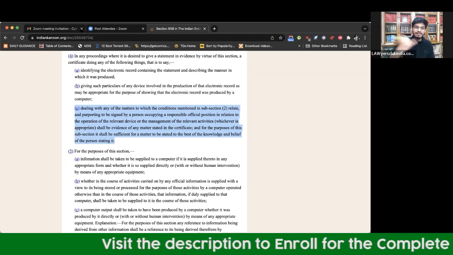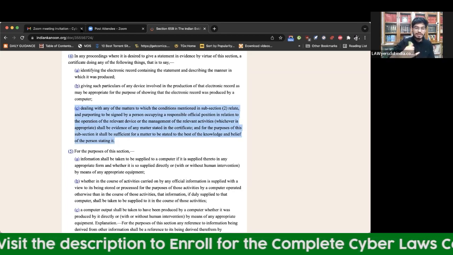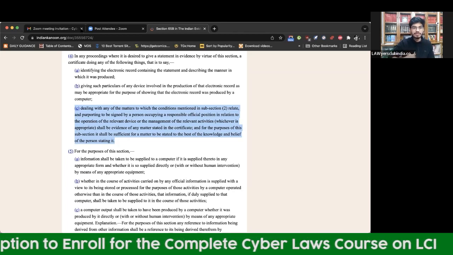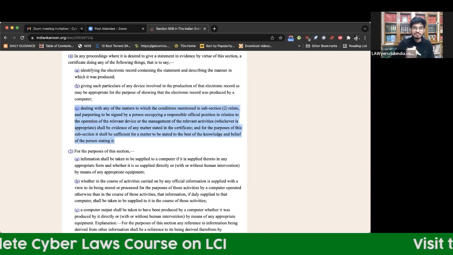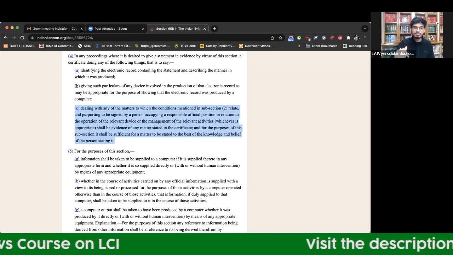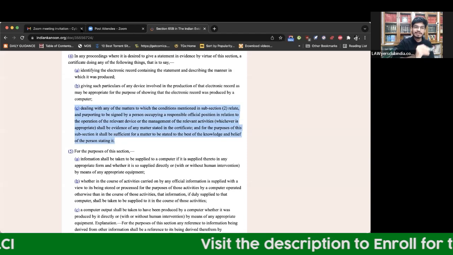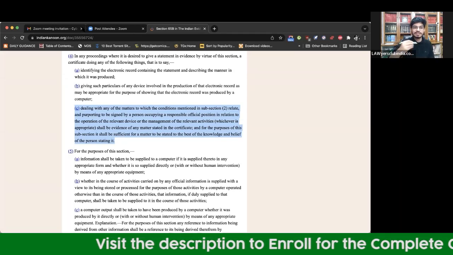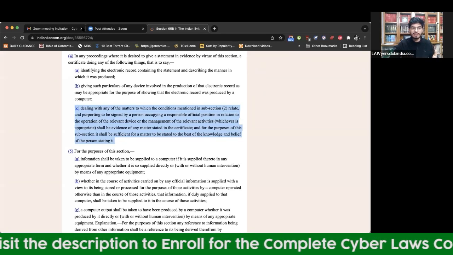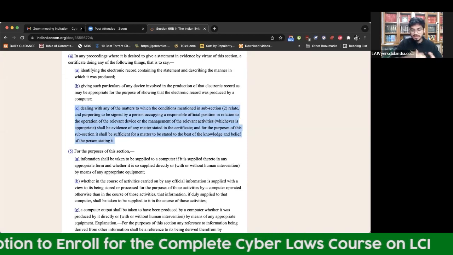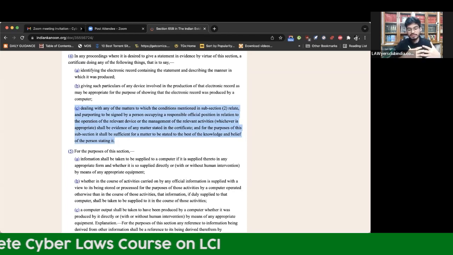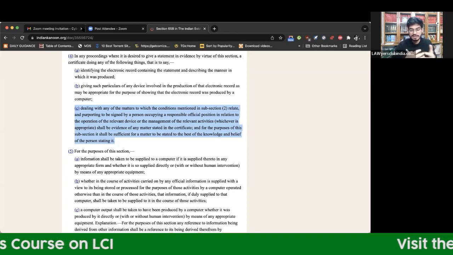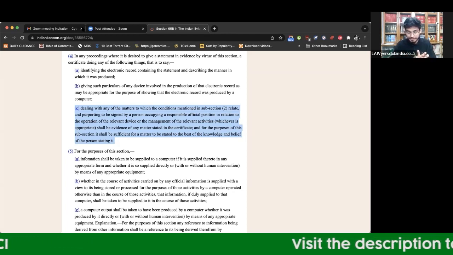But any client of my father or the client of our office who comes to the office regularly, maybe comes every day for the last 7 years, he cannot sign, because he is not in a responsible official position to actually certify that this device is in sane working order. So that is what a responsible official position in relation to the operation of the device or management of the relevant activities is concerned about.